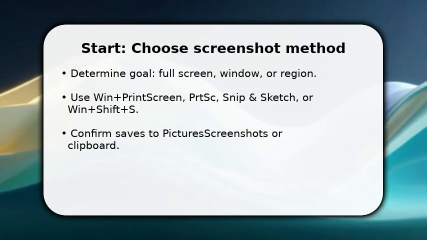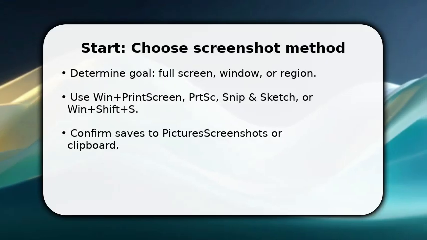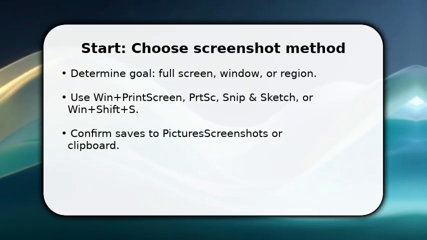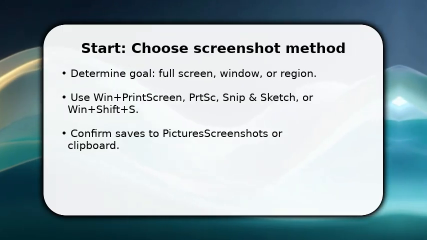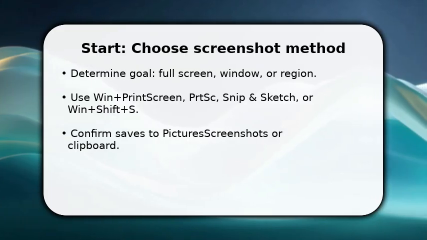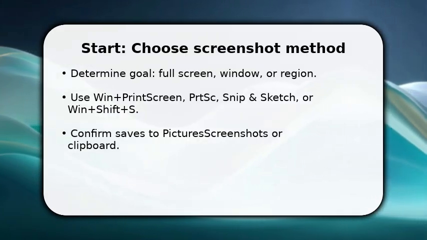You begin by picking the right tool for your task. This saves time and keeps files organized. Press Win plus Shift plus S for the snipping tool when you need a precise region, or Win plus PrtSc to capture the whole screen and autosave to Pictures/Screenshots.